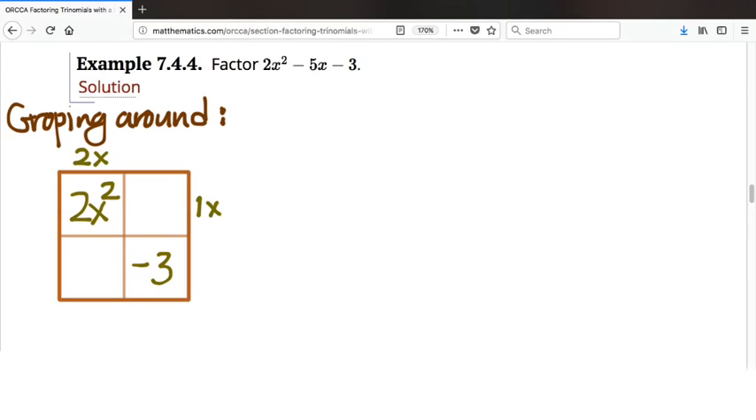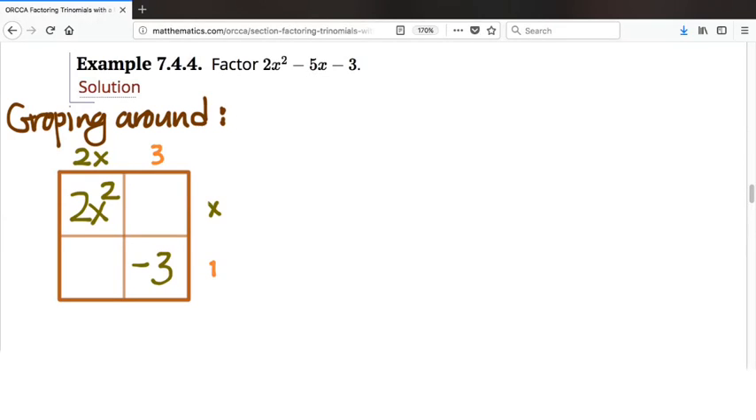So that's how we would start this, again, what I call the groping around method. At least in this example, because 2 is a prime number, there's only one way that we can split it apart into a pair of integers which multiply together to give me 2. And that's a 2 times a 1. So at least we know now that there's only one way to split apart the 2x squared. Now for the negative 3, what are the different ways in which I could split apart the negative 3? 3 and 1. And again, since 3 is prime, we're boxed in, no pun intended, into choosing 3 and 1 for this process.